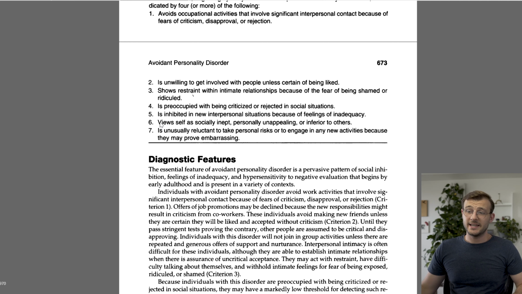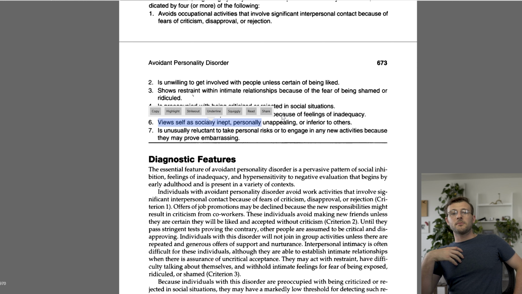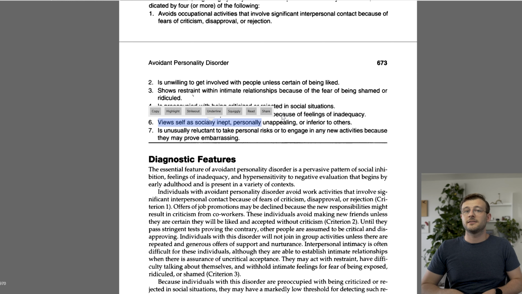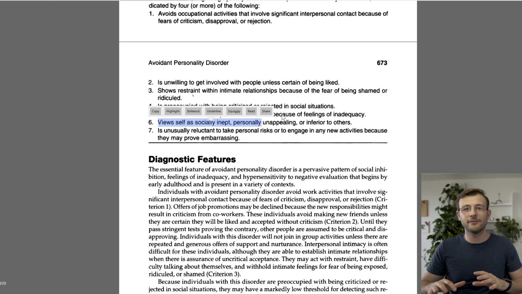Criteria number 6 is they view themselves as socially inept, unappealing, and inferior. So they'll often put themselves down. You might have quite a cool job or whatever, but you'll not want to share it. And if it does get shared, you'll put it down and you'll self-criticize.